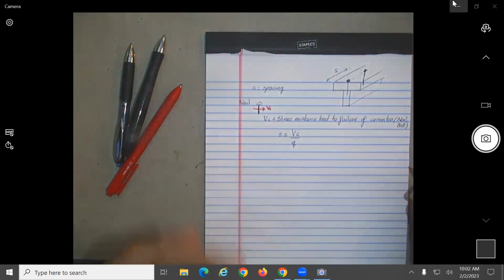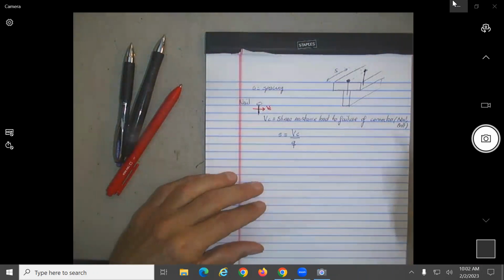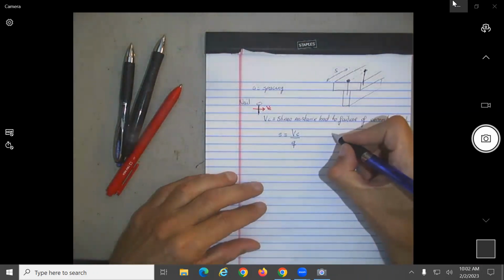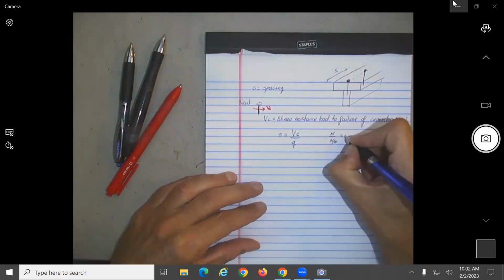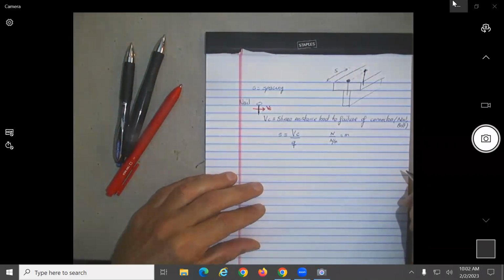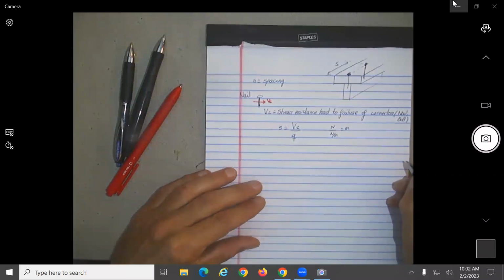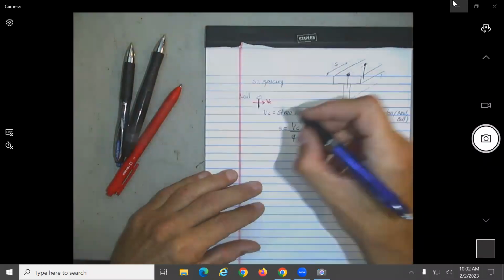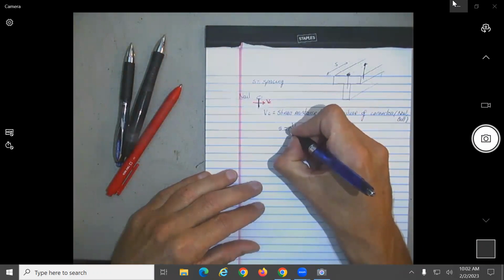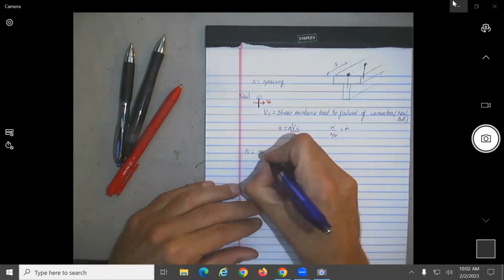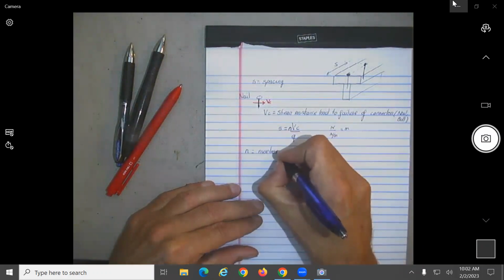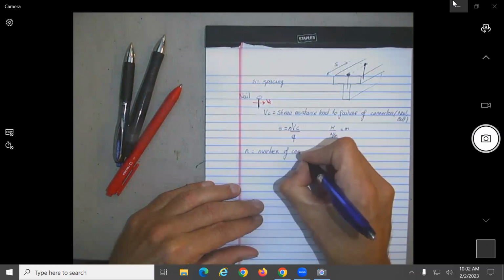And the way I remember this equation is not that I remember it. It's because, what should be the units? What should be the units of the shear force? Let's say it will be Newton. What are the units of the shear flow? Newtons per meter, so this being length. I think I'm forgetting something. Let's put here N, and N will be the number of connectors.